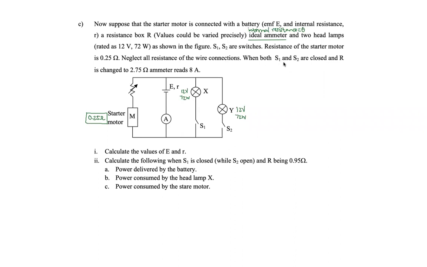When both S1 and S2 are closed and R is changed to 2.75 ohm, the ammeter reads 8 ampere. Let's read again. When both S1 and S2 are closed and R is changed to 2.75 ohm. I think this should be R, because if they are changing it, this has to be a variable resistance. Then they have given the meter reading. Now let's quickly analyze it. Calculate the value of E and R.